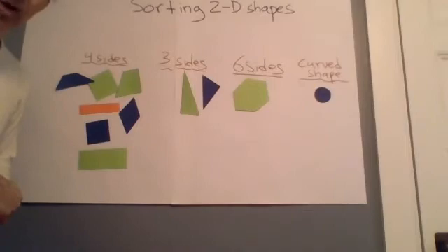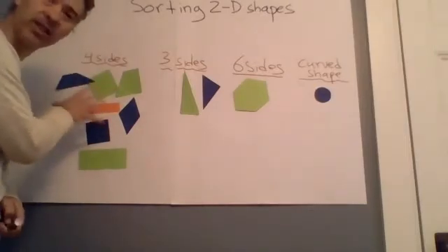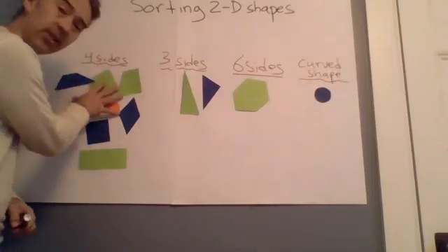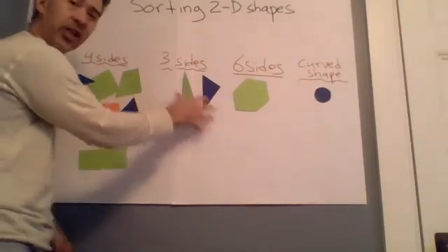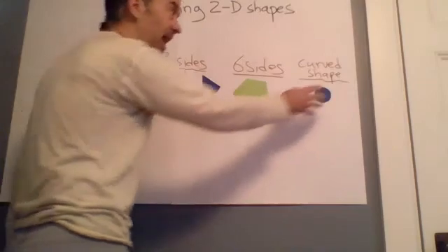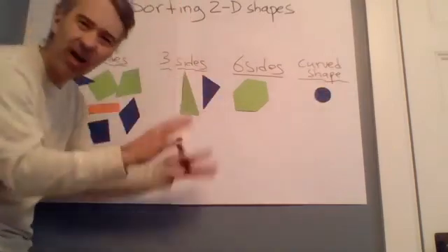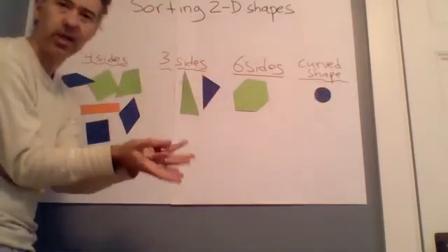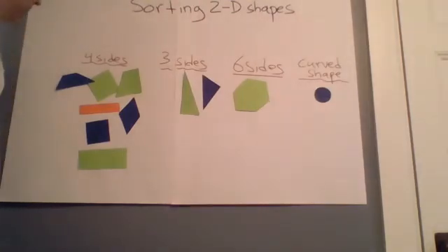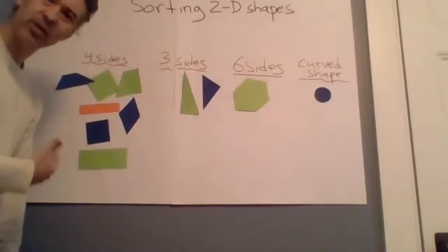So what do you think about our sorting these 2D shapes? We sorted according to sides: 4-sided shapes, 3-sided shapes, 6-sided shapes, and one side, a curved shape. Are there any other ways we could sort these?